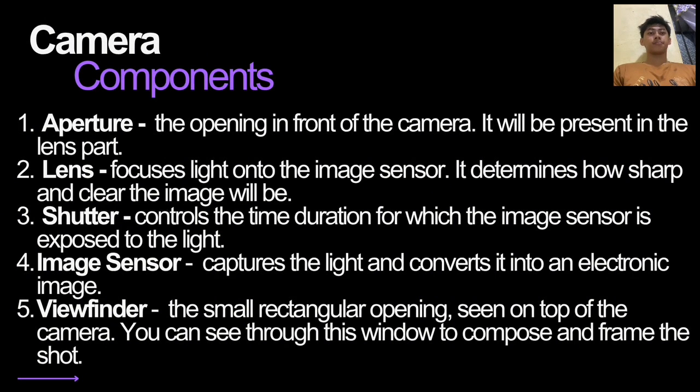So next is the lens. The lens focuses the light on the image sensor. The lens's primary function is to determine how sharp and clear the image will be.